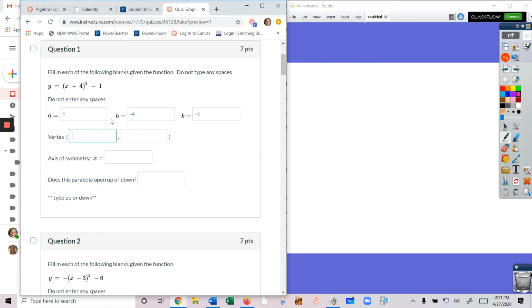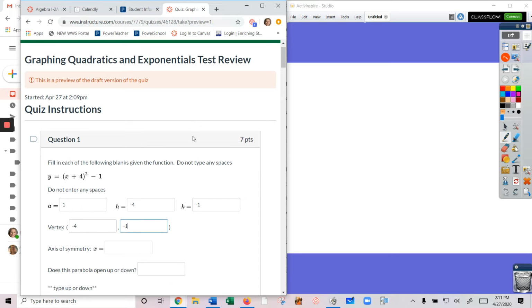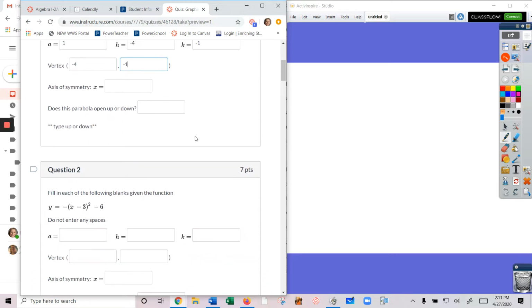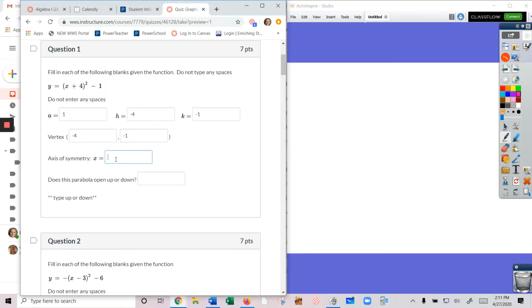Our vertex is always H, K. So our vertex in this situation is going to be -4, -1. Sorry, I'm scrolling the wrong way. Our axis of symmetry is X equals H, so whatever our H value is, the same thing that we are typing in here.